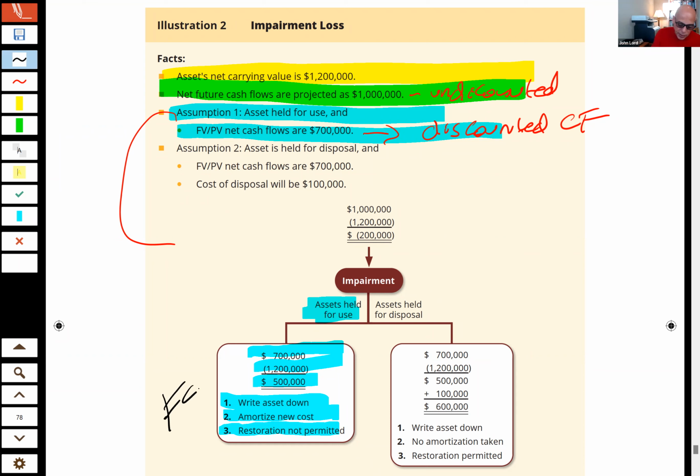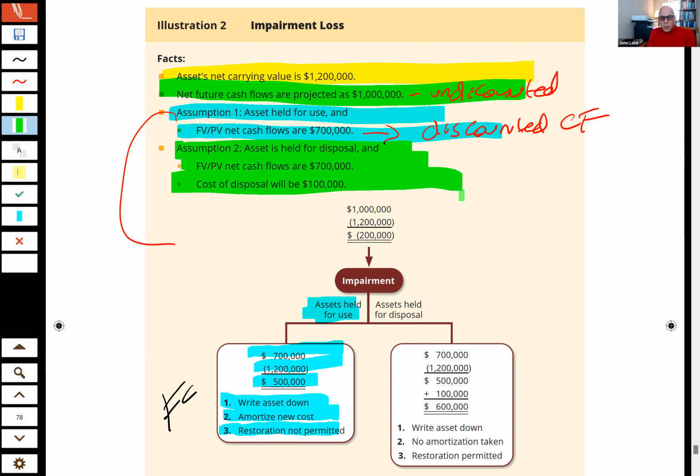Okay. Now, in assumption number 2, they're saying the asset's held for disposal, and there will be some costs associated with this disposal, say $100,000. By the way, what I want you to flashcard there are those rules. You don't have to flashcard the numbers. But let's take a look at $700,000, $1.2 million. So we have impairment of $500,000, just like if it was held for use. But now we have to include those disposal costs because we're not holding that asset for use any longer.